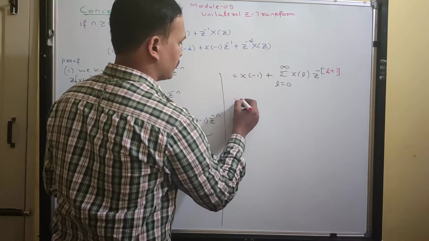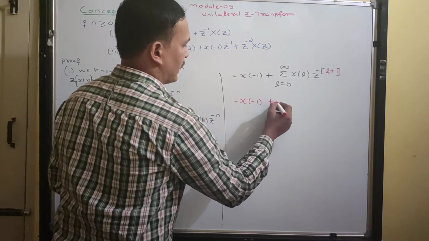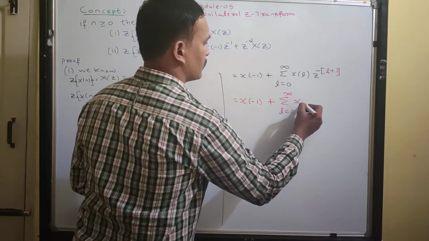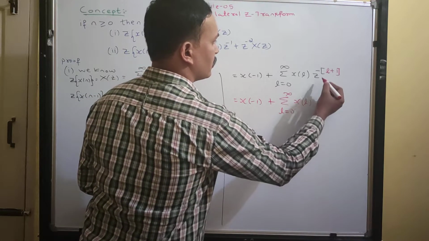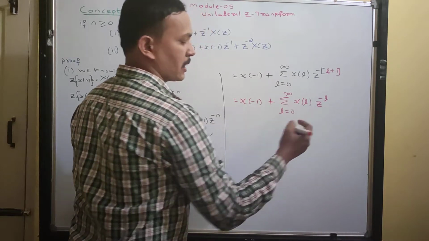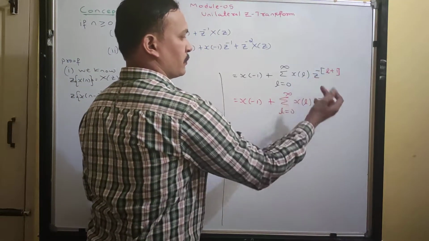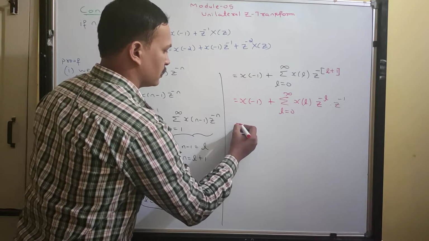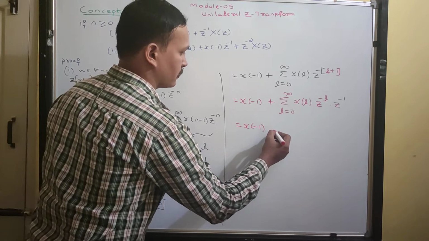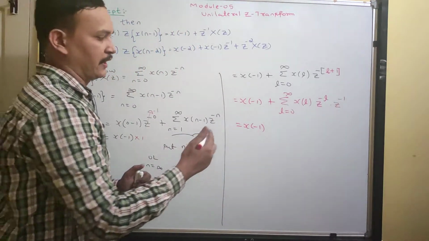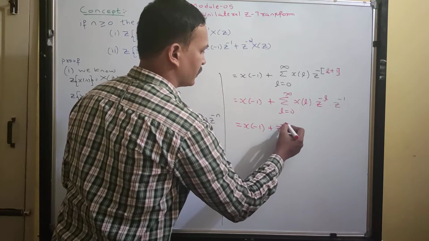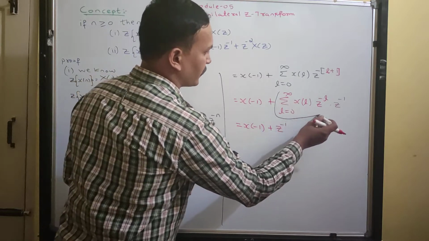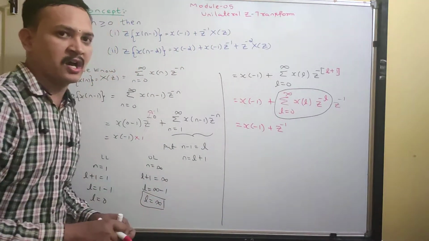Now once again you substitute this and simplify. X of minus 1, summation L equals 0 to infinity, x of L into z power minus L will become one term, and minus into plus minus, that becomes z inverse. Now further, x of minus 1, take z power minus 1 outside, plus this becomes z power minus 1. And what is this entire thing? This particular part resembles the formula for x of z.